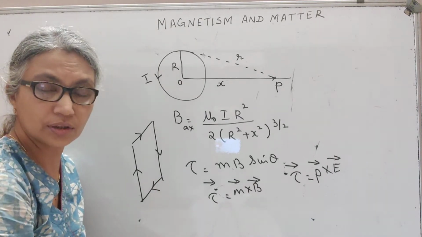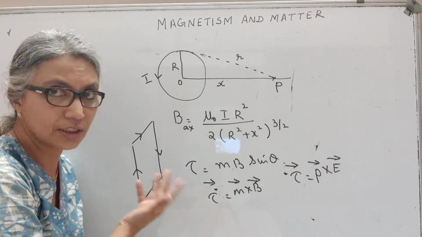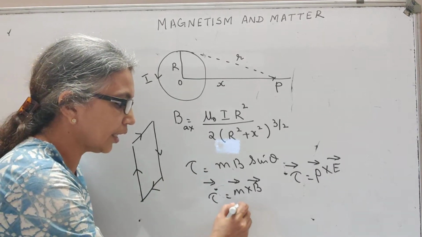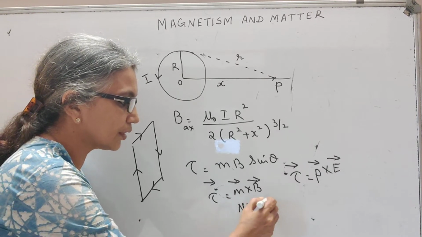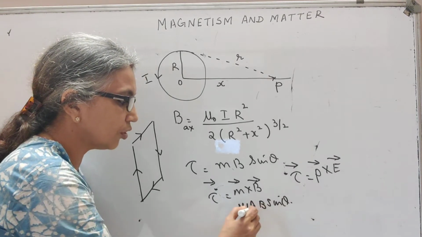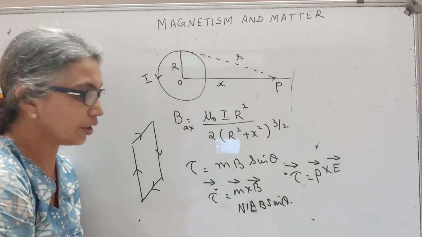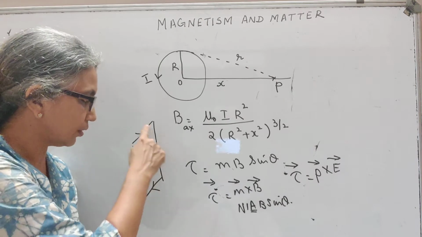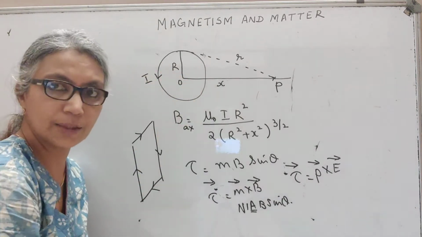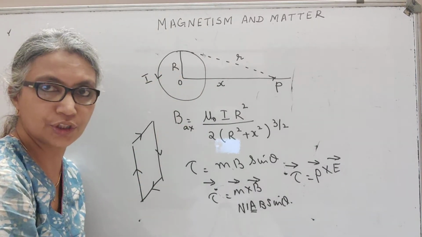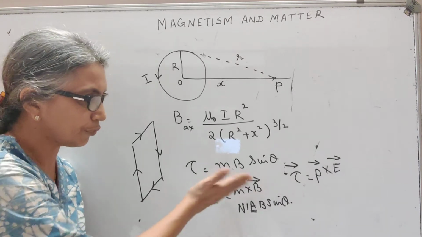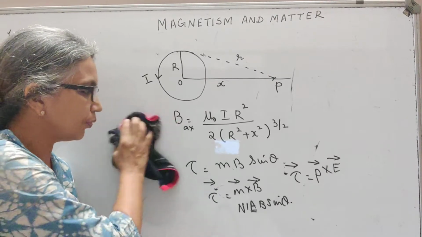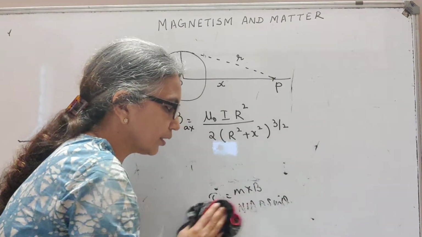So we have already come to the conclusion that any planar loop, irrespective of the shape, because we said this m is what? N I A. So it is N I A B sine theta. In the formula, we are not interested in the shape of the loop. The formula only talks about the area of the loop. So whether it be rectangular or circular, any planar loop, irrespective of the shape, behaves like a magnetic dipole. From this it is very clear. So we already know that a planar loop which carries current behaves like a magnetic dipole.